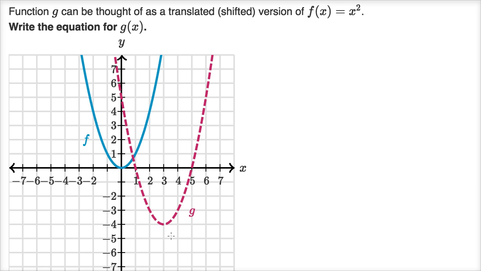To think about how it has been shifted, I like to look at a distinctive point. And if we're dealing with parabolas, that distinctive point is going to be our vertex. And how would we have to shift this vertex to get on top of that one? Well, it looks pretty clear. We could shift down by 4 and then 3 to the right. Or we could shift 3 to the right and then down by 4. Either way would be sufficient. So let's first shift 4 down. That's actually a little bit more intuitive.